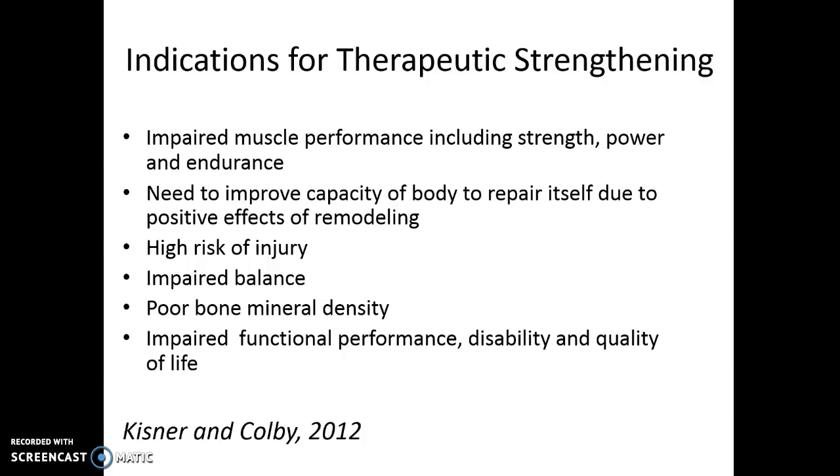For those patients that have a high risk of injury, by doing certain strengthening exercises, we can help to reduce injury. For patients with poor balance, balance requires a certain amount of strength, so doing some strengthening exercises can help to improve balance. For patients with poor bone mineral density or potentially osteoporotic patients, the more stress that can be placed on the bones, the greater the potential to decrease the loss of bone mineral density through strengthening exercise. And ultimately, as we mentioned in the very first lecture, for those people with impaired functional performance, disability, or quality of life, strengthening exercises offer significant potential to improve that functional performance.